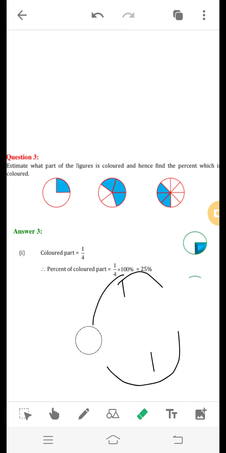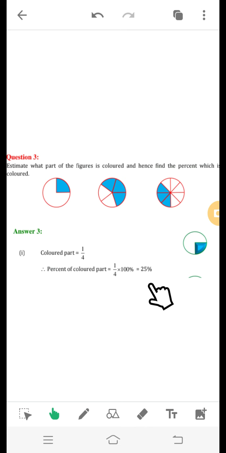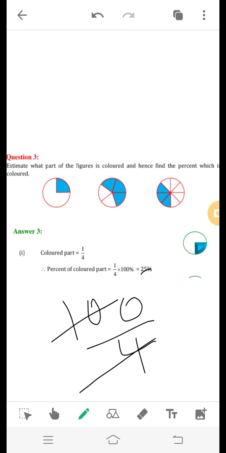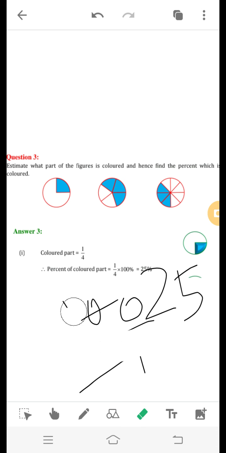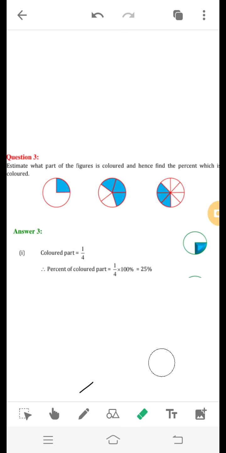Now we have to convert this number into a percentage. So we have to multiply 1 upon 4 with 100. So the same, 100 divided by 4, 25 fours are 100. So the answer is 25 percent. Now for the second circle.